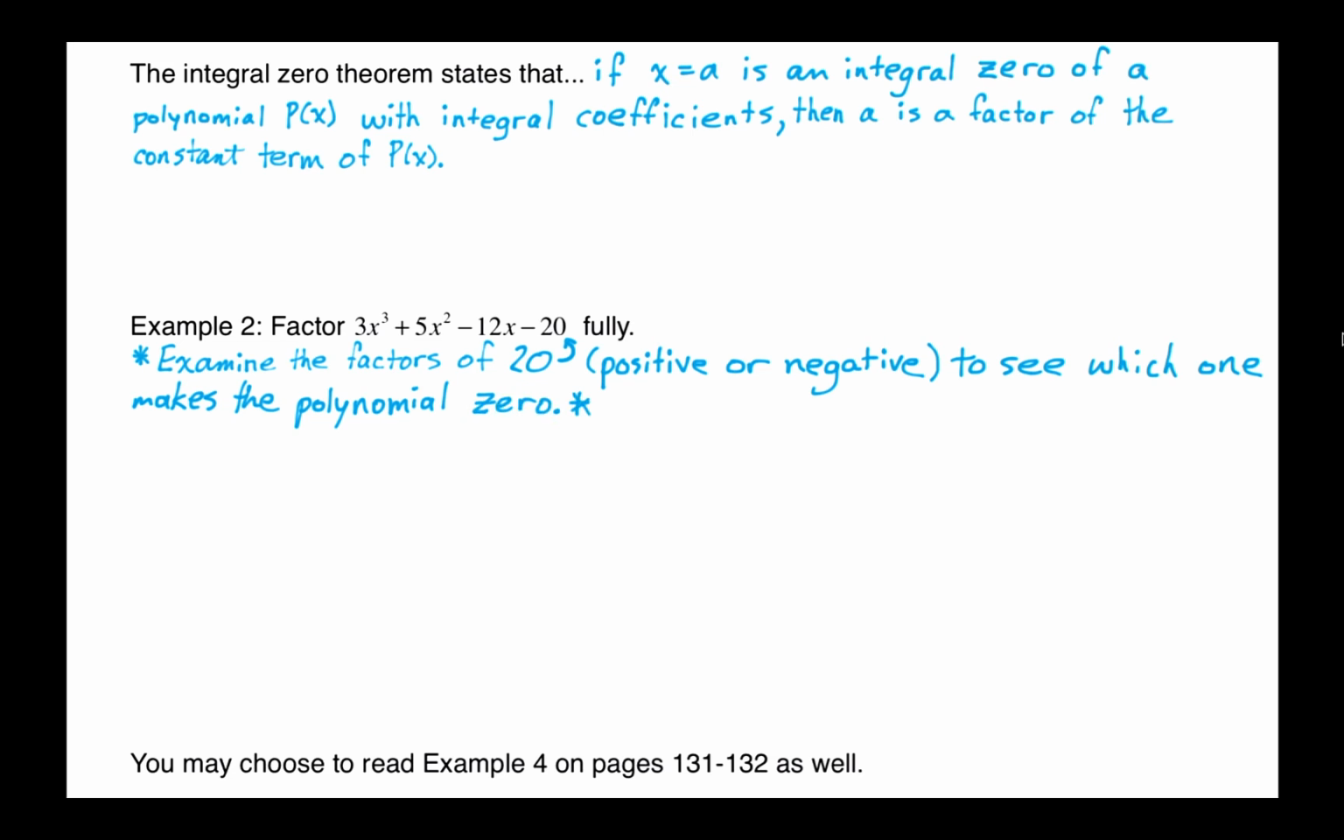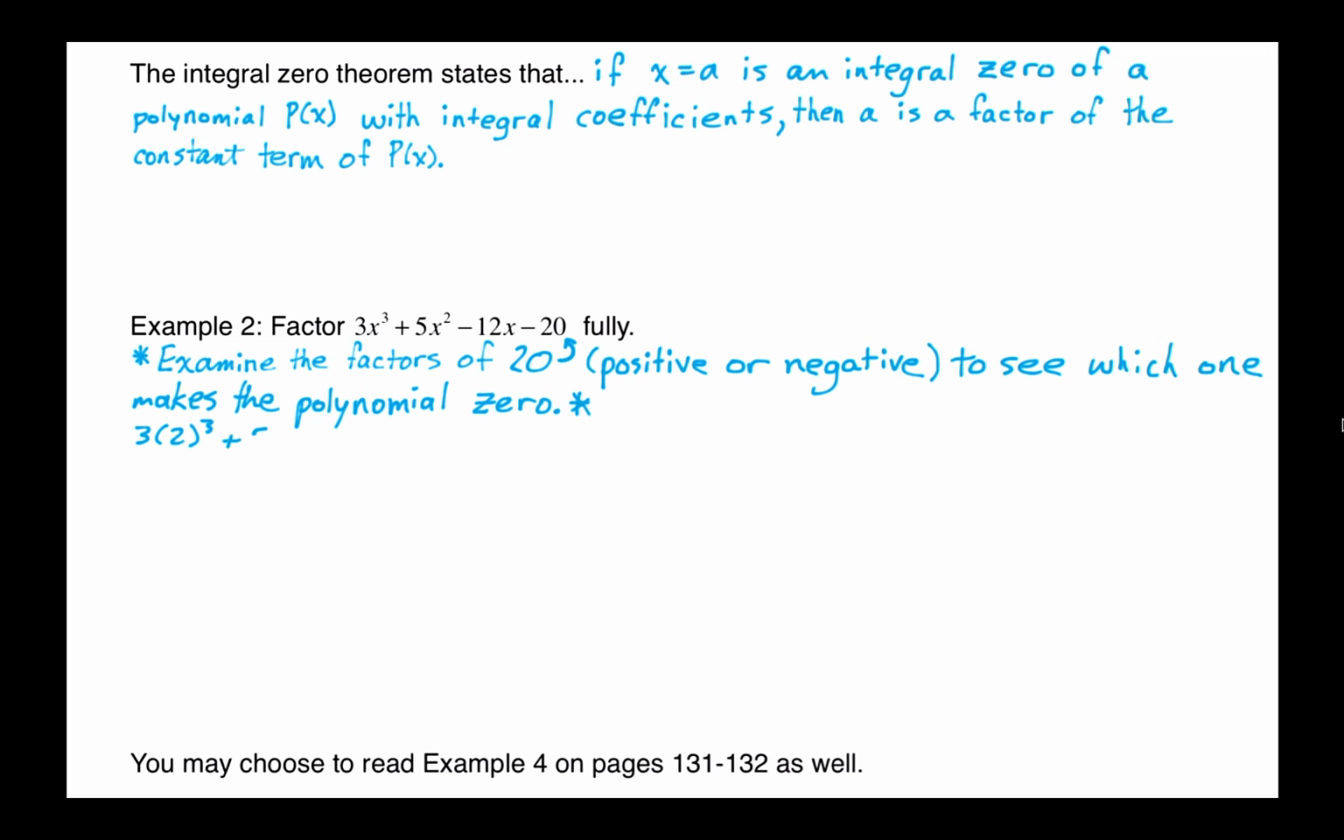polynomial equal to 0. Now, you can try, for instance, x equals 1, and you'll find that 3 times 1 cubed plus 5 times 1 squared minus 12 times 1 minus 20. Well, that would be 3 plus 5 is 8. Take away 12 is -4. Take away 20, that's -24. It's not equal to 0, so x minus 1 is not a factor. And if you also tried -1, you would find that it's not a factor.